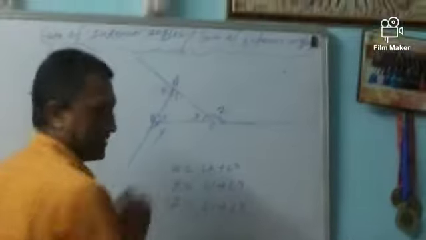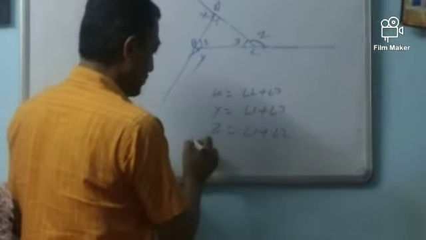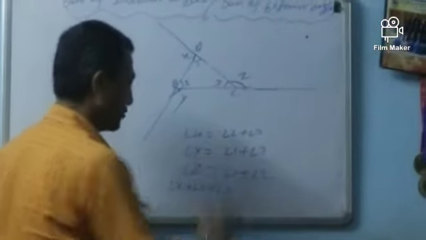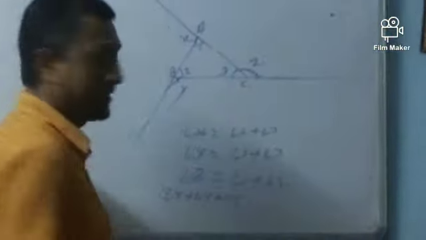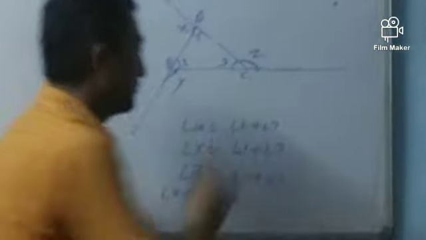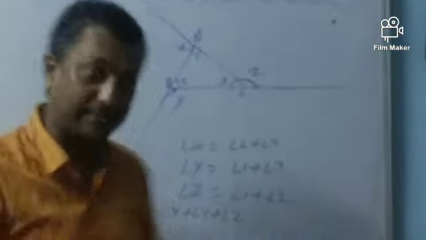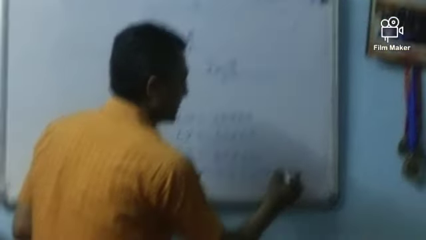So when we add x, y and z, angle x plus angle y plus angle z, when we add, we see angle 2 twice, angle 3 twice, and angle 1 also twice. Meaning 2 into angle 1 plus angle 2 plus angle 3.